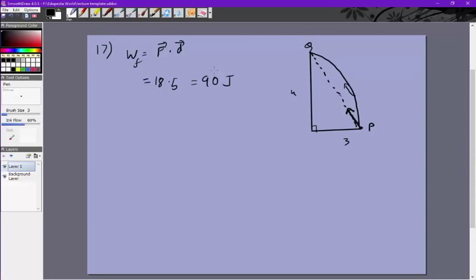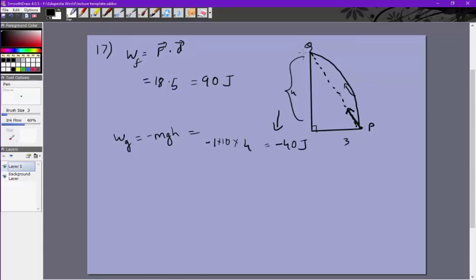We are asked the kinetic energy, and the answer would be 90 if there was no other force, but there is a force of gravity acting downwards. And the work done by the force of gravity will be minus mgh, because it's going upwards. So that is minus 1 into 10 into this height is 4 meters, which is minus 40 joules.